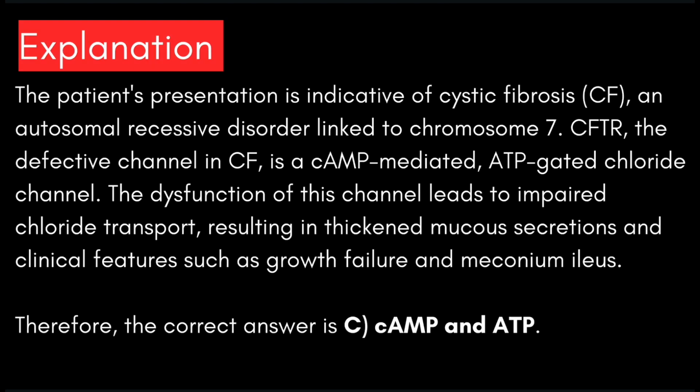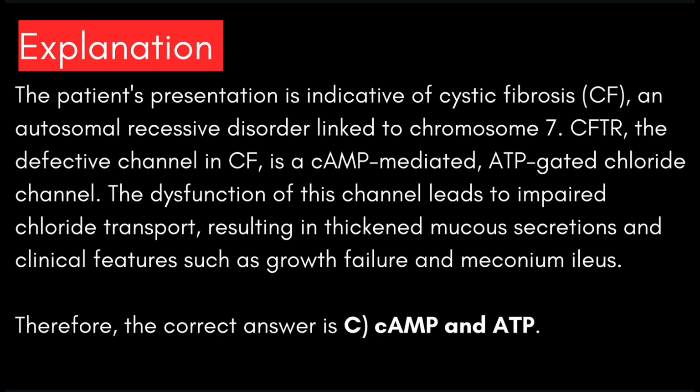The patient's presentation is indicative of cystic fibrosis, CF, an autosomal recessive disorder linked to chromosome 7. CFTR, the defective channel in cystic fibrosis, is a cyclic AMP-mediated, ATP-gated chloride channel. The dysfunction of this channel leads to impaired chloride transport, resulting in thickened mucus secretions and clinical features such as growth failure and meconium ileus. Therefore, the correct answer is C, cyclic AMP and ATP.